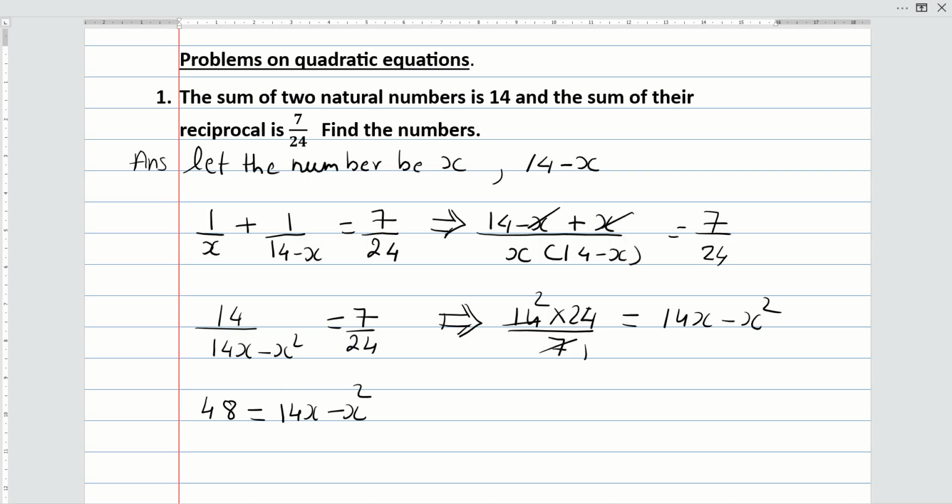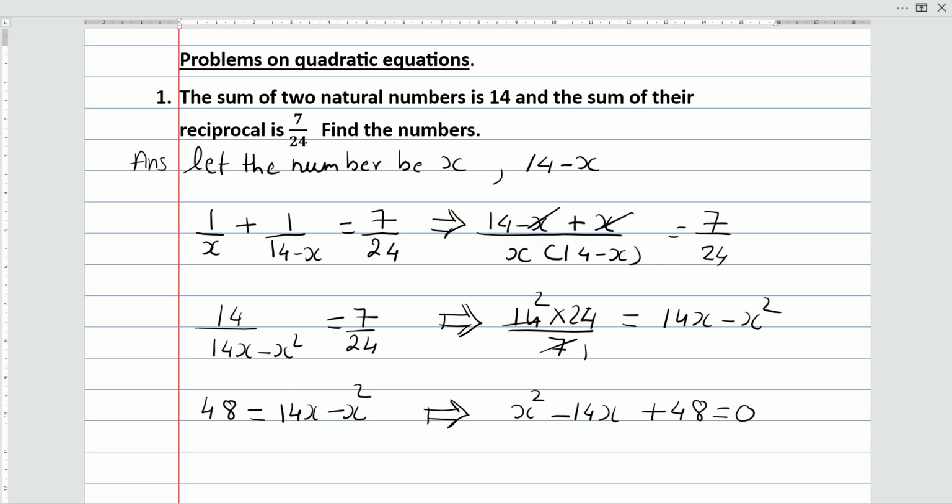Fine. Now we'll frame this as a proper quadratic equation. Take everything on the left hand side. So x square minus 14x plus 48 is equal to 0. Now here is the part where students don't understand. We have to split the middle term. We have to find the factors of 48 in such a way that the sum, we add or subtract the product, the sum should be 14.